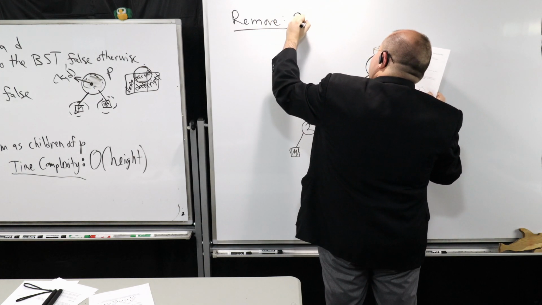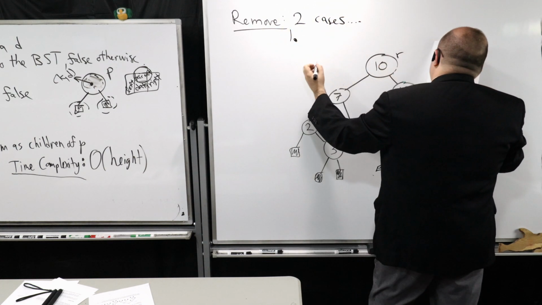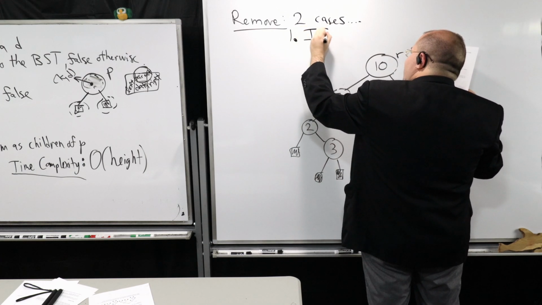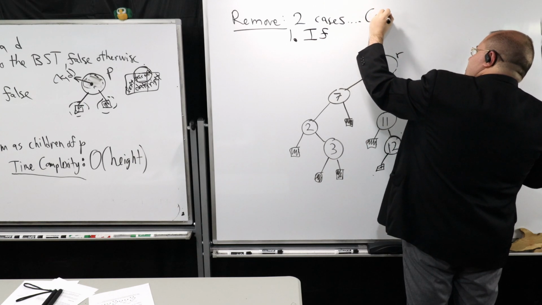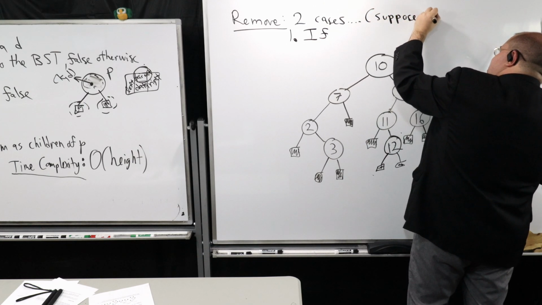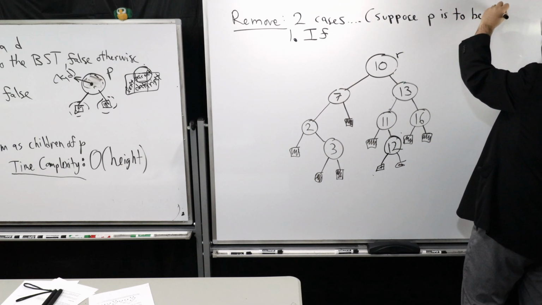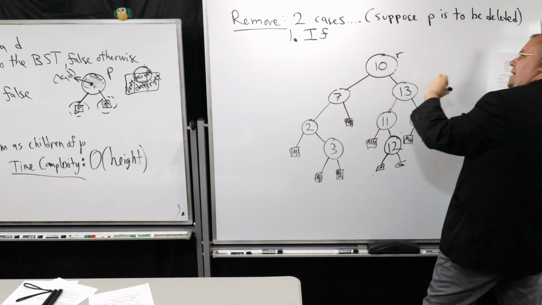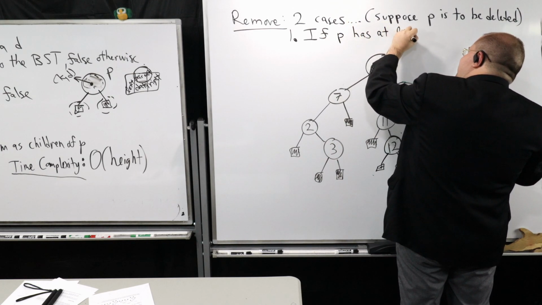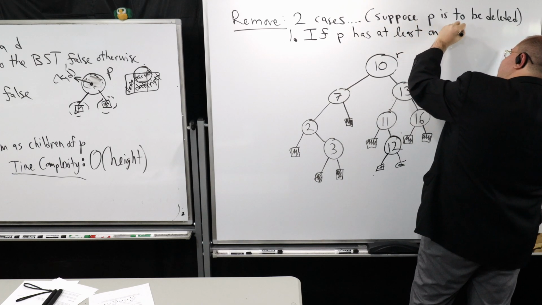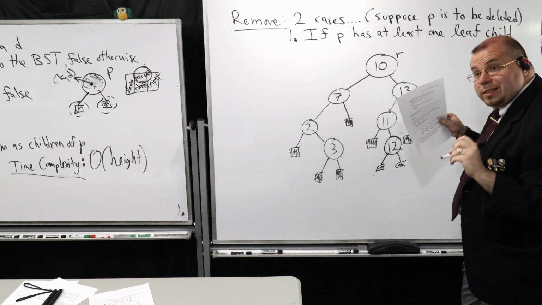So there are two cases. The first one is, if I'm at a node that I want to delete, suppose P is to be deleted. If that's the case, if P has at least one leaf child, so it has at least one leaf child.